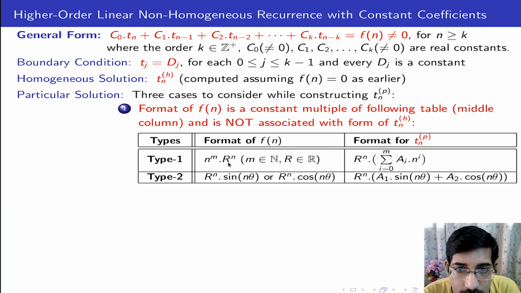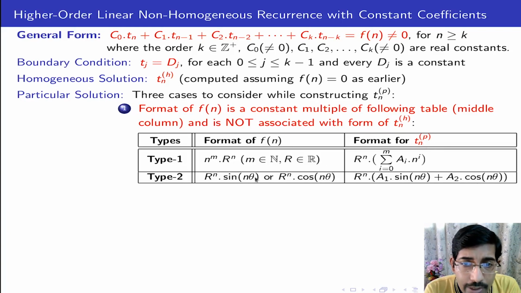So let's say if your r is equal to 1, what will happen? It will be n to the power m. So this is 1, you will take a0 plus a1 n plus a2 n square up to am n to the power m as your solution. We will see some examples of that. Here also, if my r is equal to 1, if it is sin nθ, I will take a1 sin nθ plus a2 cos nθ as my particular solution.